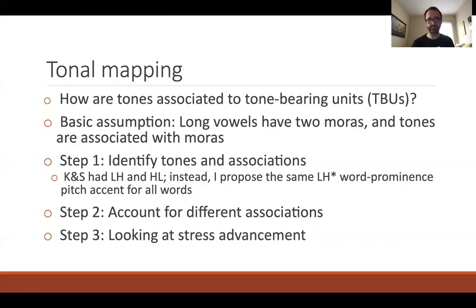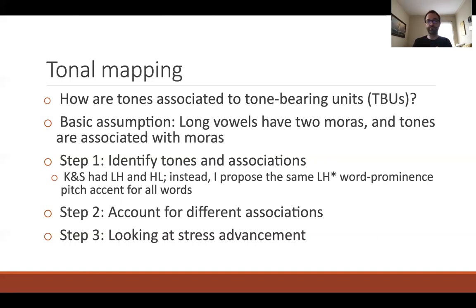That's very traditional. Then what you have to do in such an analysis is identify the tones and the associations. Schmidt and Koistani had low, high, and high, low, right? But I already told you that I think that the falling tone isn't really falling only in the syllable, but that it continues. So I will propose a low high star. The high star is like, you know, a star tone of an intonational melody that has to go to a prominent unit. I will say that there's a low high star word prominence pitch accent for these words, and the association differs, and that's what gives you the tonal contrast, right? I will show that in step two.